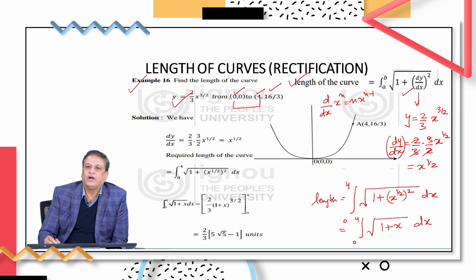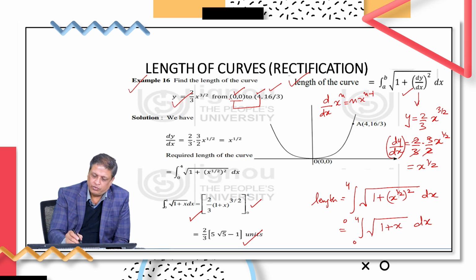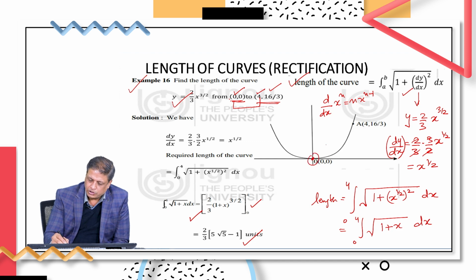Now, integrating the square root of 1 plus x dx, you will get 2 by 3 (1 plus x) to the power 3 by 2, which is to be evaluated in the range 0 to 4. Substituting the values for 4 and 0 and solving, you will get the answer 2 by 3 into (5 square root 5 minus 1). So, this is the length of the curve from the point (0, 0) to (4, 16 by 3). Here (0, 0) is the origin and (4, 16 by 3) is the point on the curve, and this is the length of the curve between them.